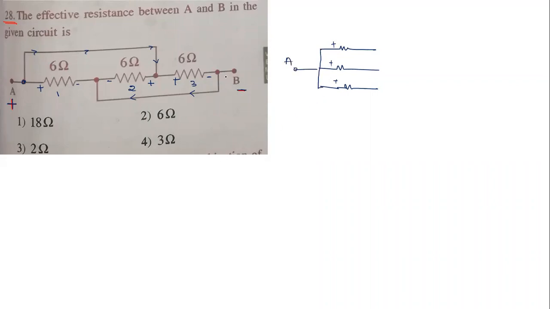Now there is the negative end, right? The first, second, and third negative ends are all connected to the other end, point B. Now what combination is it? Parallel combination. It is 6, 6, 6. Then the effective resistance in parallel will be R by N, so 6 by 3, since there are 3 resistors. It will be 2 ohm. That is the answer.